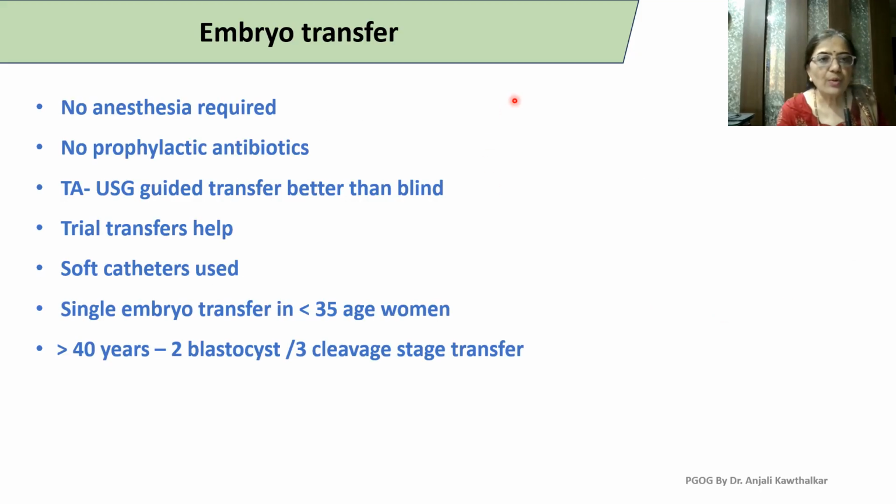Now, the last part is embryo transfer. No anesthesia is required, no prophylactic antibiotics are required. It is better if it is done under abdominal ultrasonography guidance rather than as a blind procedure. Trial transfers help. That means before we initiate the IVF cycle, a trial transfer is tried, mainly to rule out cervical stenosis. Soft catheters are used, as firm or hard catheters can damage the endometrium and reduce the implantation rate and pregnancy rate.